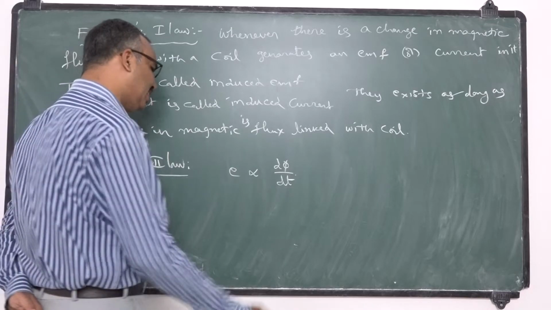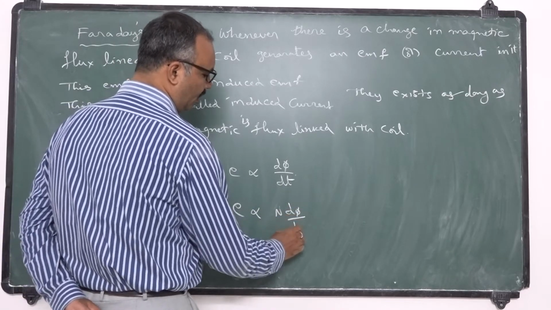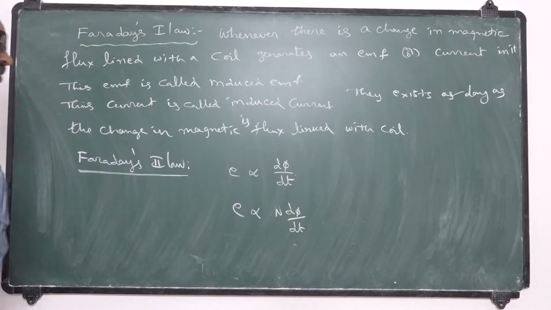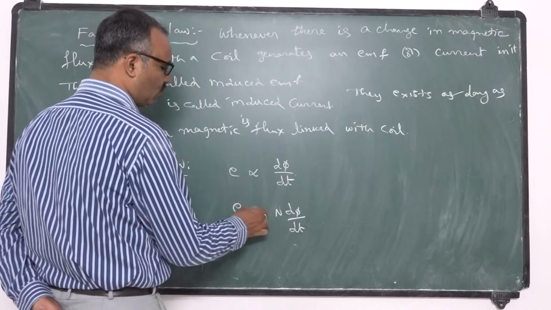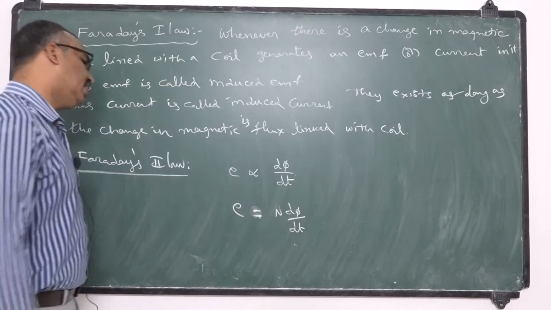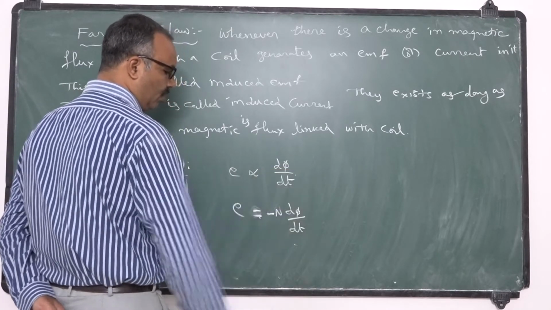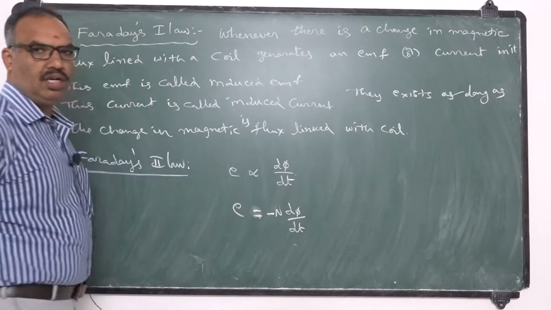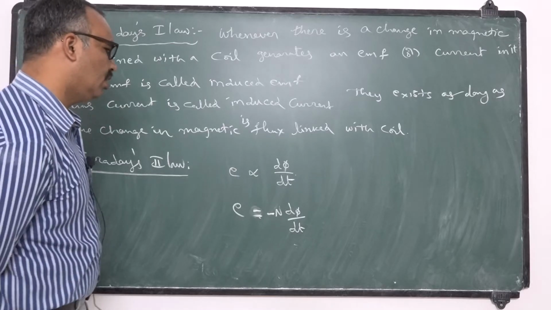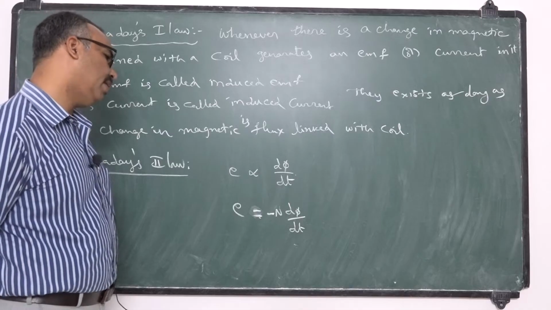If there are n turns in the coil, n into d phi by dt is the strength of induced EMF developed. The proportionality constant, they found it as 1. And this law is called Neumann's law, and it is incorporated with a negative sign according to Lenz's law. So this is the full-fledged statement for Faraday's second law. The induced EMF is given by minus n into d phi by dt.